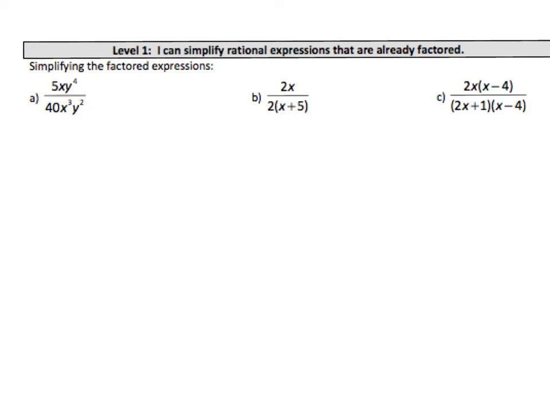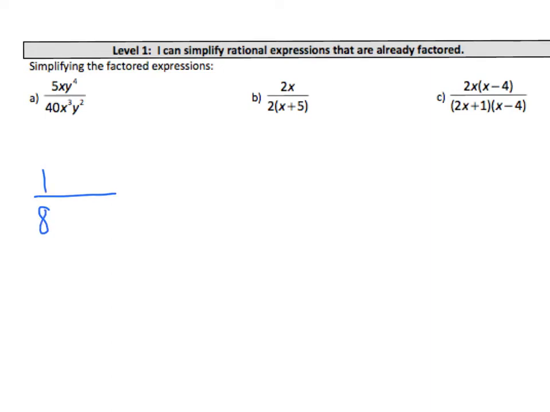All right, in level ones, we're just simplifying expressions when things are already factored. So if you look at letter A, this is something that we've done before, where we have exponents and we're simplifying with exponents when everything is being multiplied together. So I have 5x y to the fourth on the top, and then 40x to the third y to the second on the bottom. So what I want to look at first is if I can simplify the 5 and the 40, and that would, of course, simplify into 1 over 8.